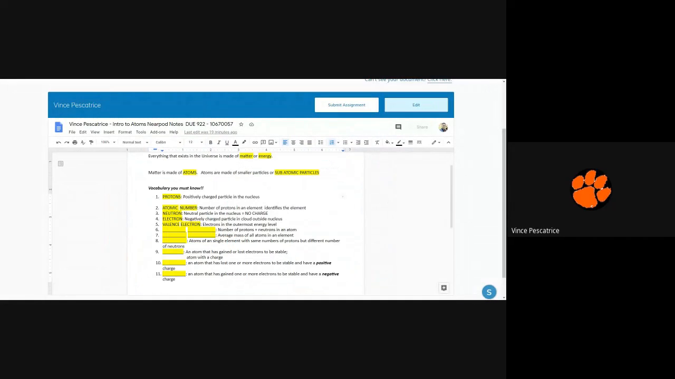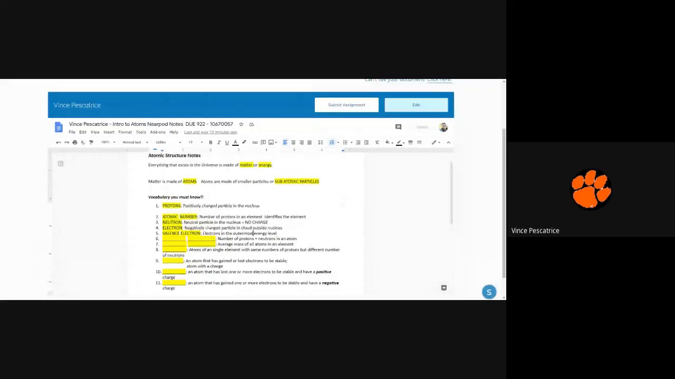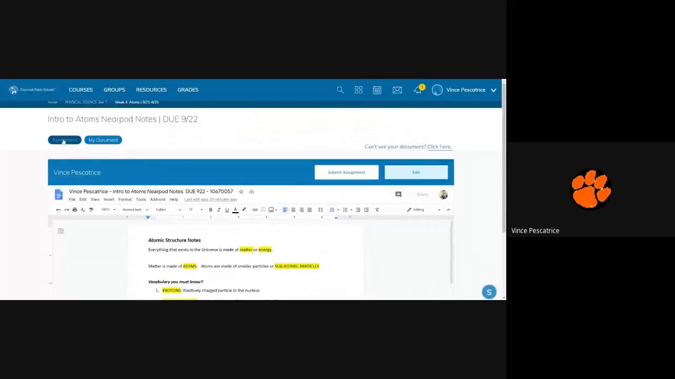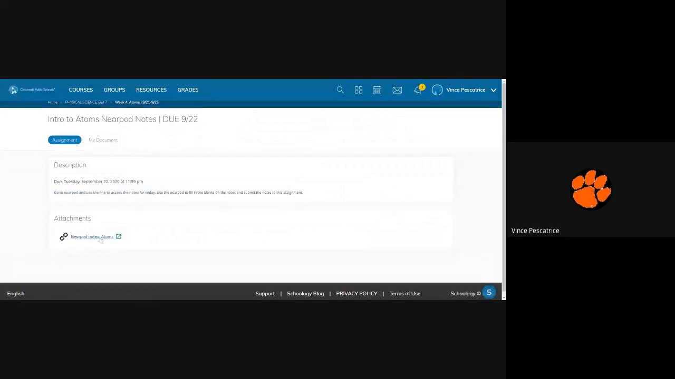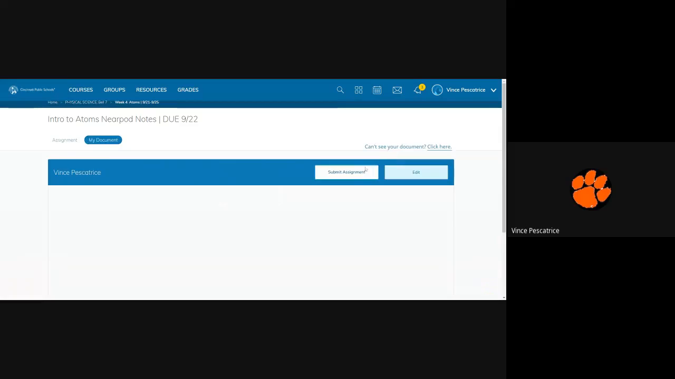All right, guys, if you need any of the missing information from this, go to the assignment part and click on this Nearpod Atoms link. It'll take you to this presentation where you can look through and find whatever vocab words you're missing. And then when you're done, please make sure you submit the document, otherwise I cannot grade it.